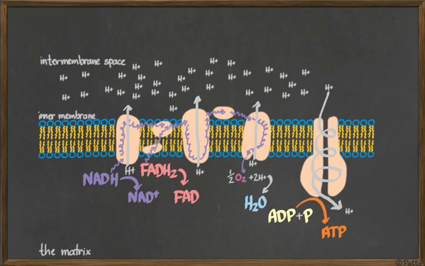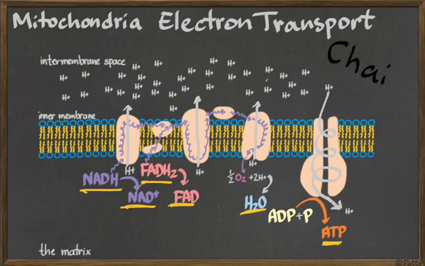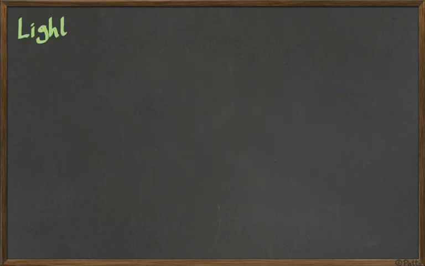So the electrons' energy that was given to the membrane, and that ended up making water, is used to make ATP. And then this ATP is what you use for cell respiration. Okay, so this is the mitochondria's electron transport chain, and from now on we are going to be talking about the chloroplast.